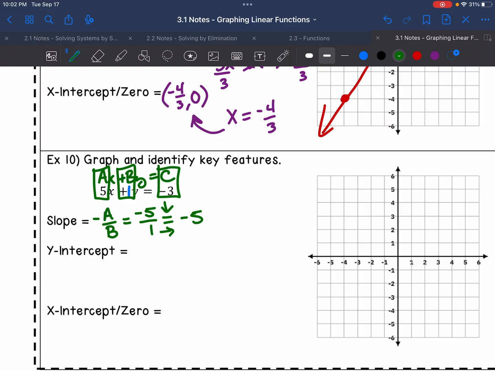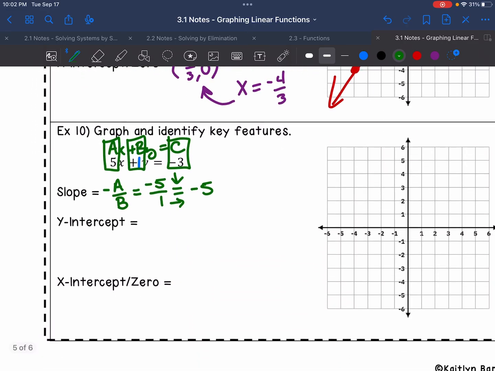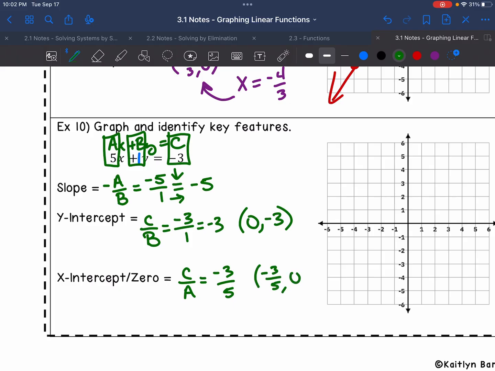My y-intercept, we said the shortcut was c over b. So this will be negative 3 over 1, which is just negative 3. So my y-intercept is 0, comma, negative 3. My x-intercept was c over a. So this will be negative 3 over 5, which doesn't simplify. So my x-intercept is negative 3/5, comma, 0.